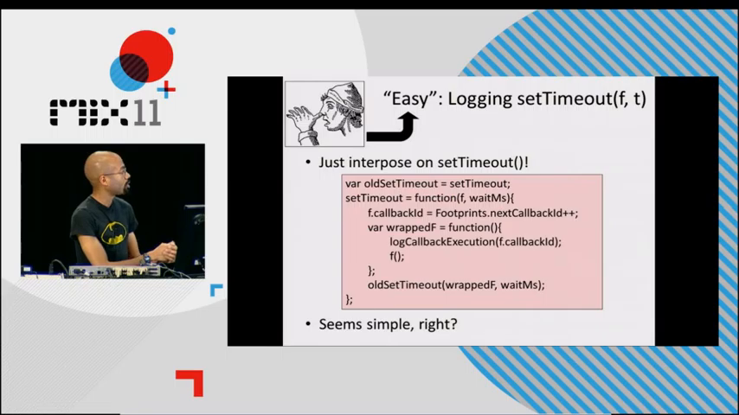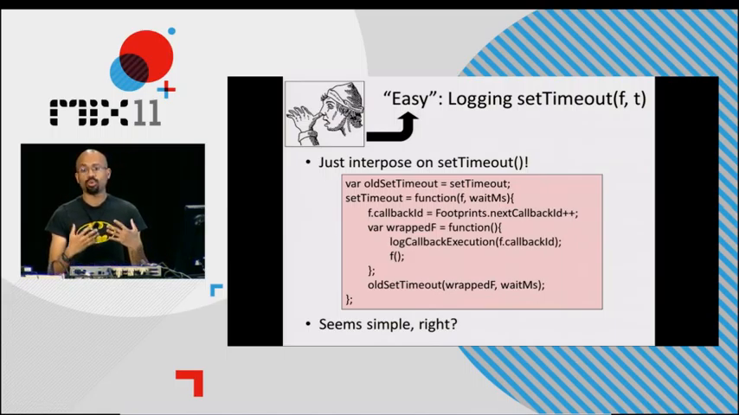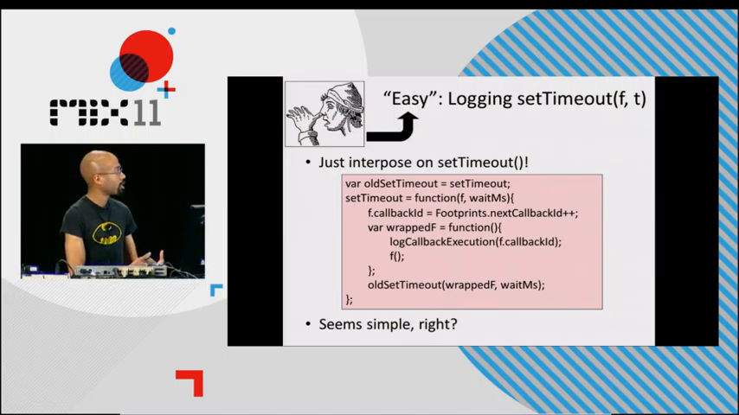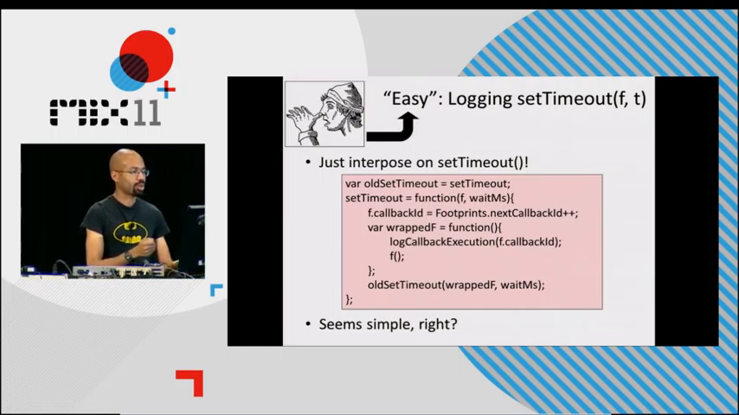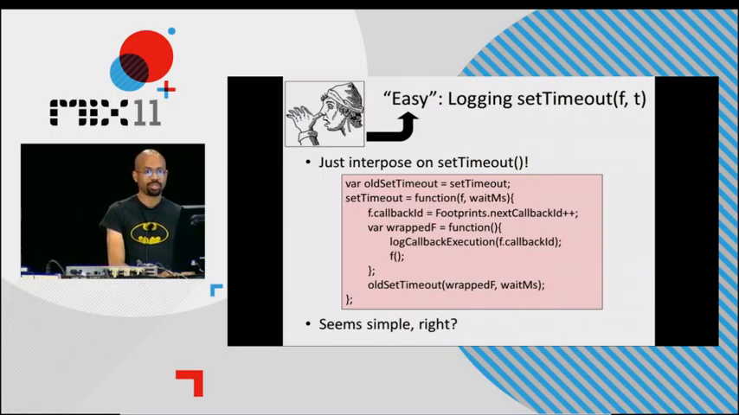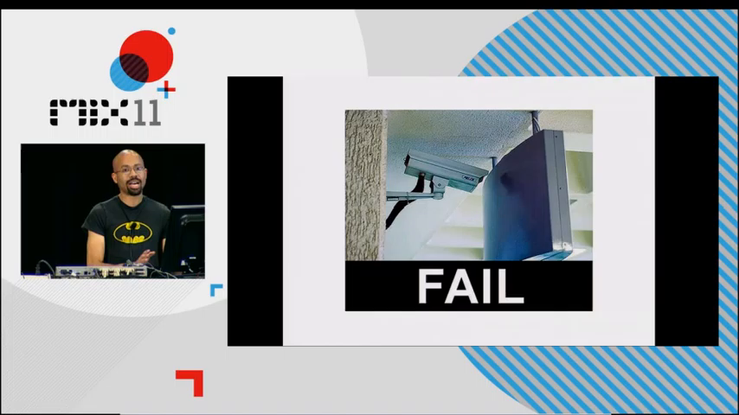And then finally, what we're going to do is use the old setTimeout version, the one we didn't wrap, and actually register our wrapped application-provided callback with that old setTimeout function, right? Such that when the browser does actually invoke the application-provided callback, it calls our wrapped version. So that all seems relatively straightforward, right? Sadly, this does not work at all.